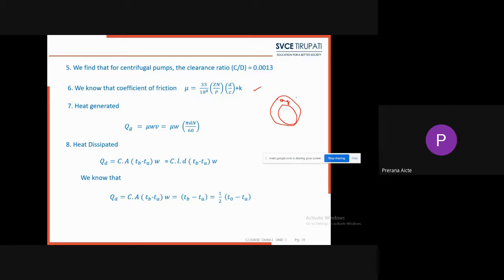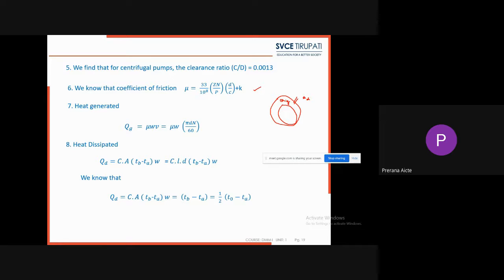Okay? By supplying an amount of lubrication oil, what happens? Some amount of the heat will be dissipated, or transferred to the atmosphere or absorbed. That is called QD. This one is called QD. So the heat inside is QZ, and the heat outside is called QD.